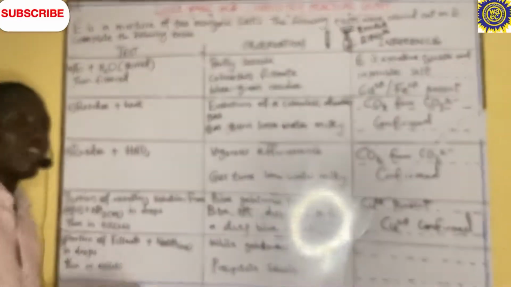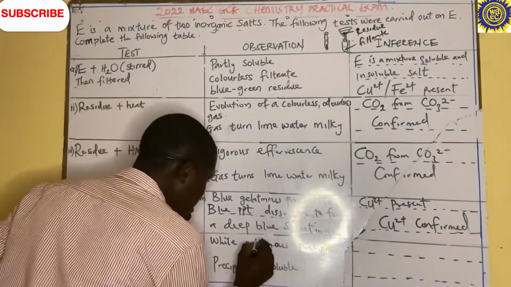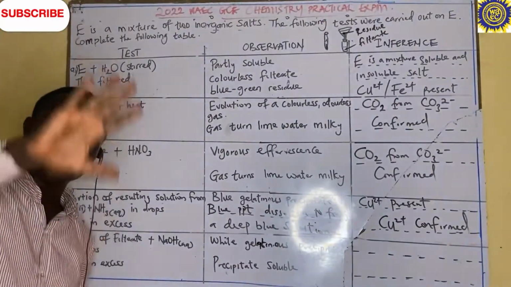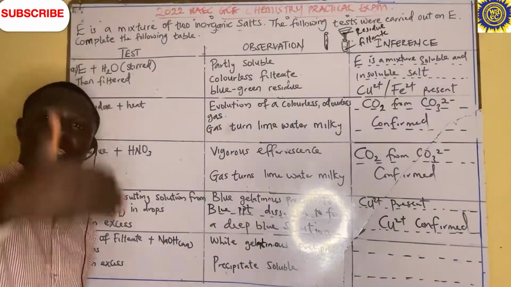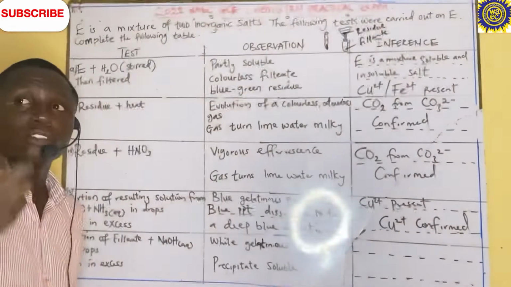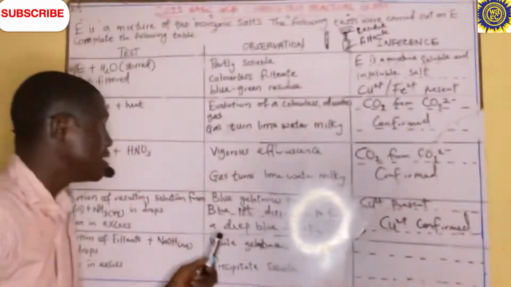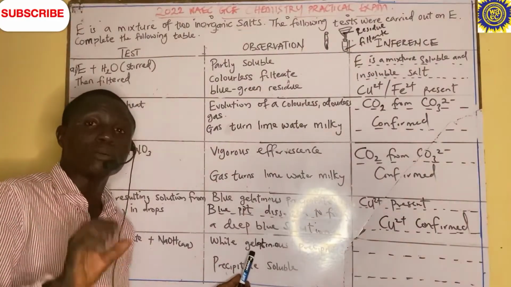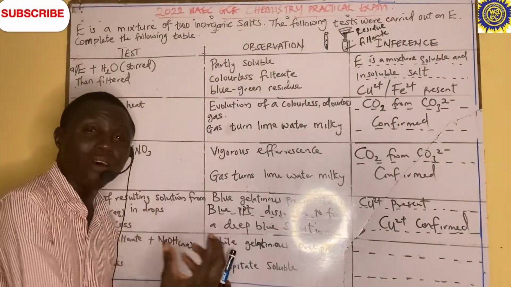Now, whenever you add sodium hydroxide to a filtrate and you have white gelatinous precipitate, gelatinous means that something like an oily substance is seen on the surface of the test tube. So that's what is called gelatinous. Whenever you see that oily substance around the test tube, we say it's gelatinous.